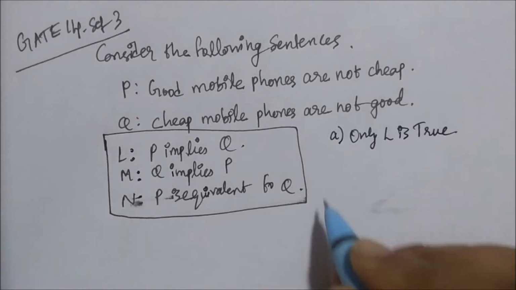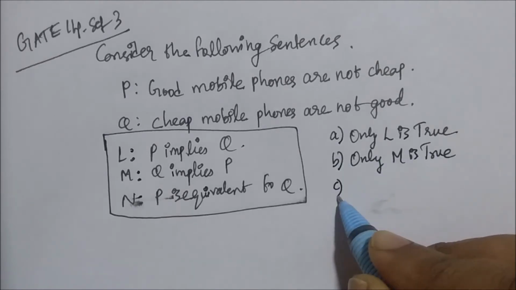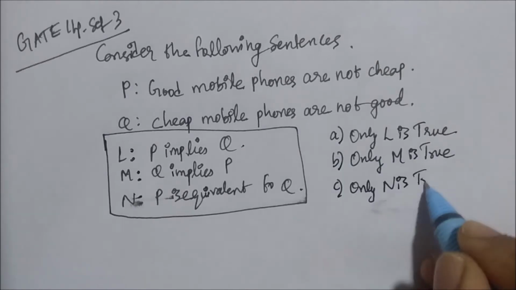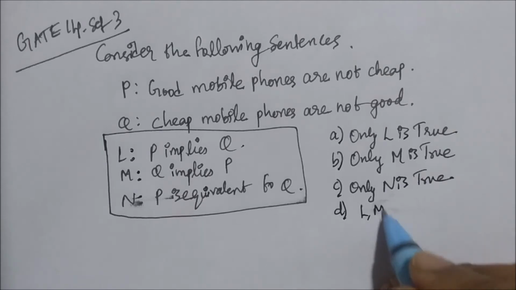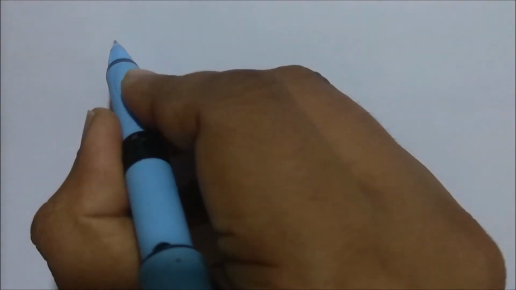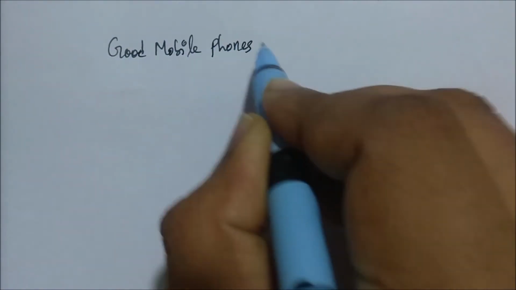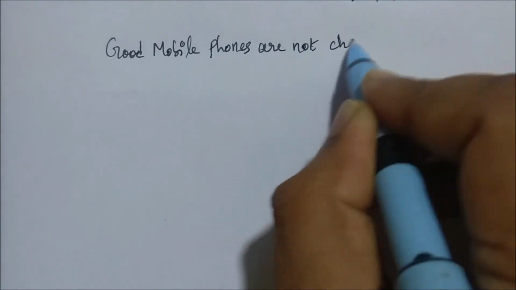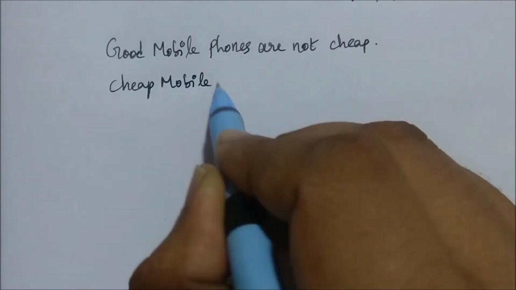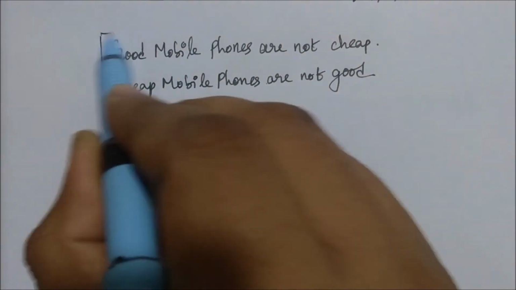Only L is true, that is option A. Option B, only M is true. Option C, only N is true. Option D, L, M, N are all true statements. So let's see. The question here is that there are two statements, right? Good mobile phones are not cheap and cheap mobile phones are not good. We want to find the relation between them. Then only we can pick one option.